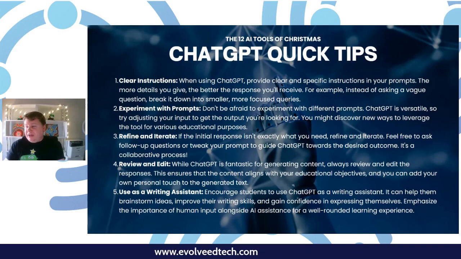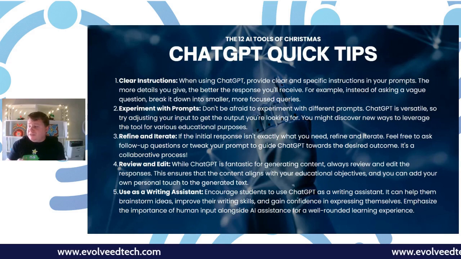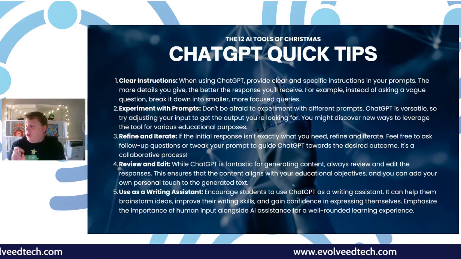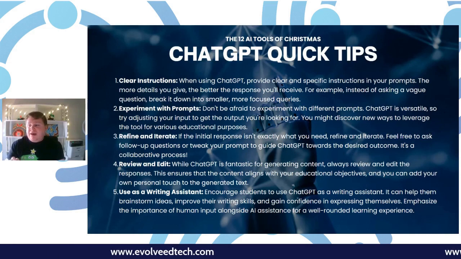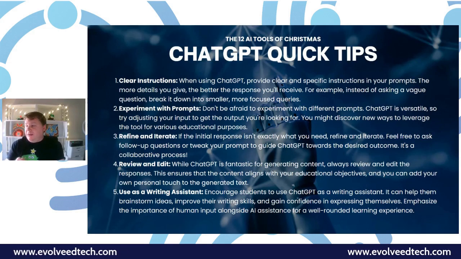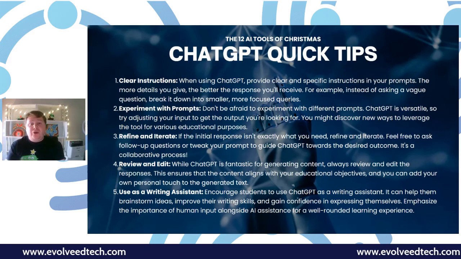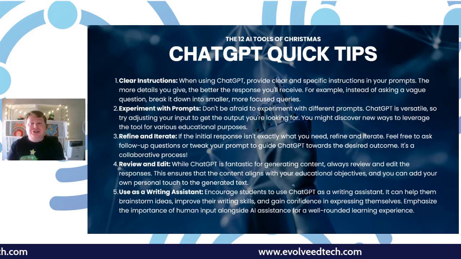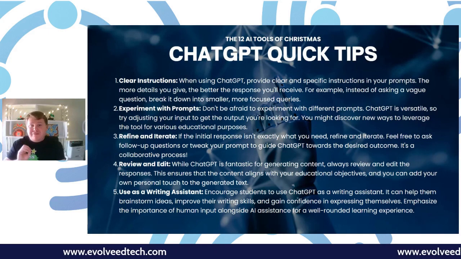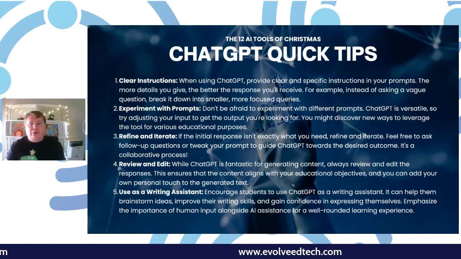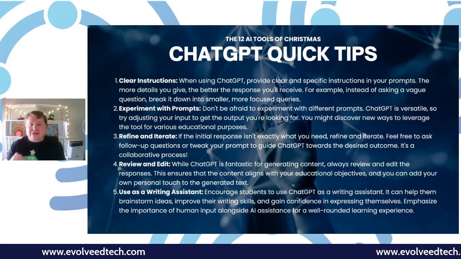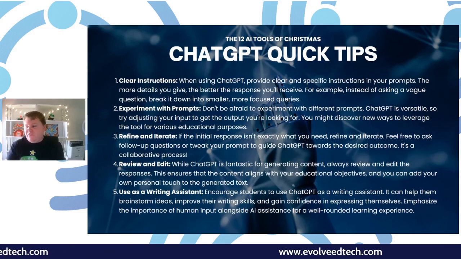Refine and iterate. Again, if your initial response isn't exactly what you were looking for, refine that prompt. Ask some follow-up questions. ChatGPT is there to help you. It's not there to tell you that you're wrong. It is helping you find that output, find that solution, develop that worksheet, create that list, whatever you're looking for. So refine, reiterate what you were looking for to help you get that particular prompt absolutely spot on so that you get the output you're looking for.